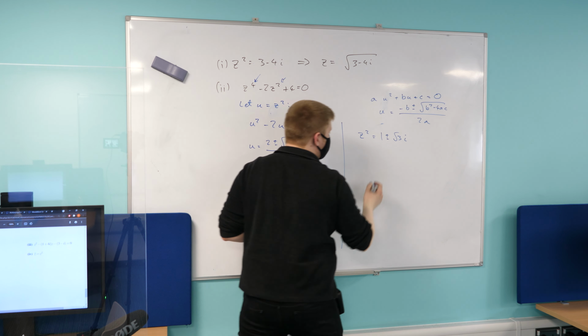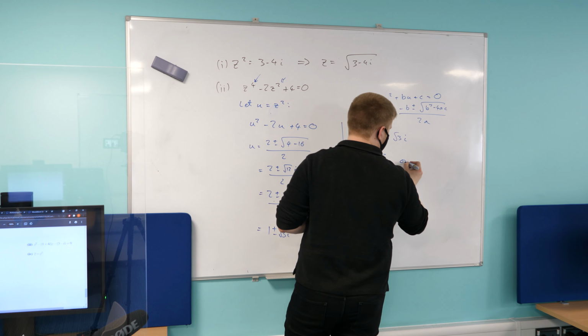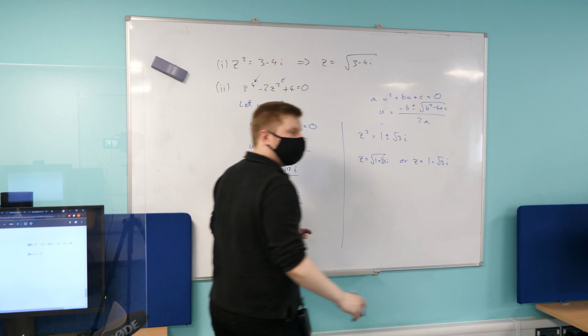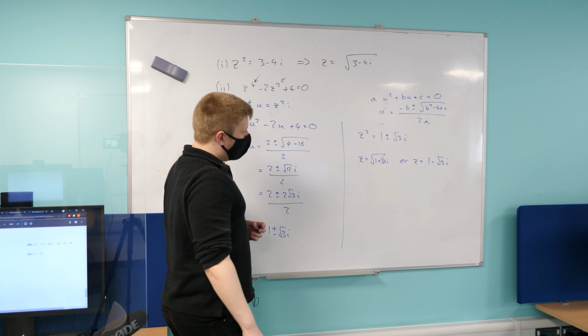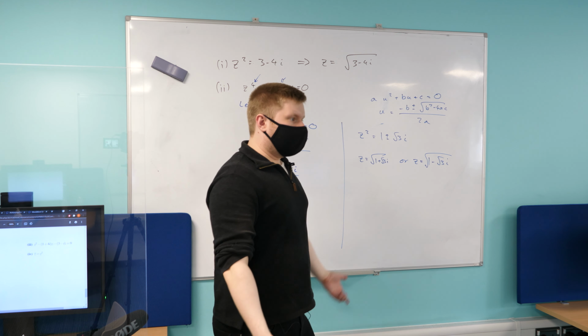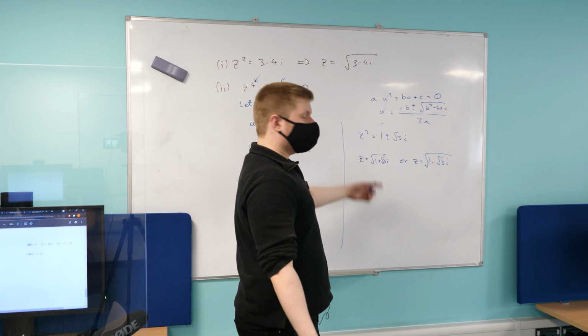It's two separate equations. So I can say z must be equal to the square root of 1 plus root 3i, or z must be equal to the square root of 1 minus root 3i. Okay, and realise, square root. Well, I know how to take the square root of a complex number, right? So let's have a go at that.